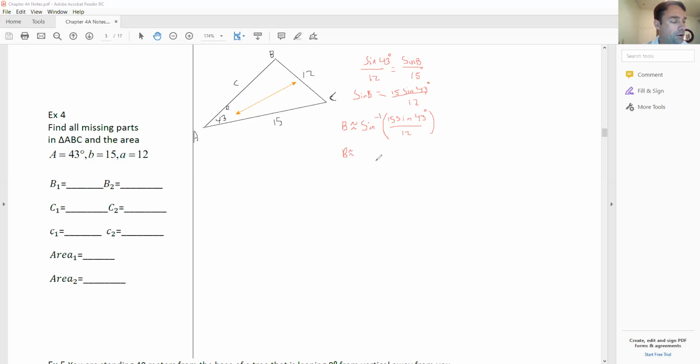But when I plug it in here, I ended up getting 58.48440863, and it ended up being the ambiguous case again. So this right here was 58.4844.